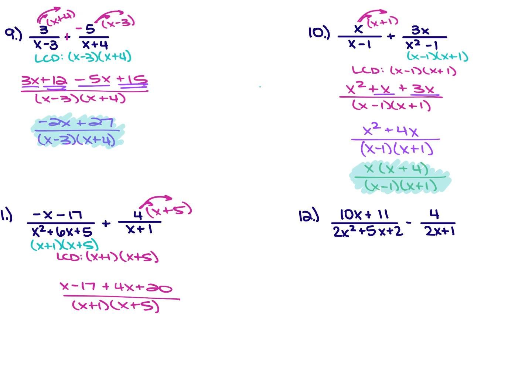Combine your like terms. Negative x plus 4x is 3x. This negative 17 plus 20, or 20 minus 17, is 3. And that all goes over the x plus 1 times x plus 5.